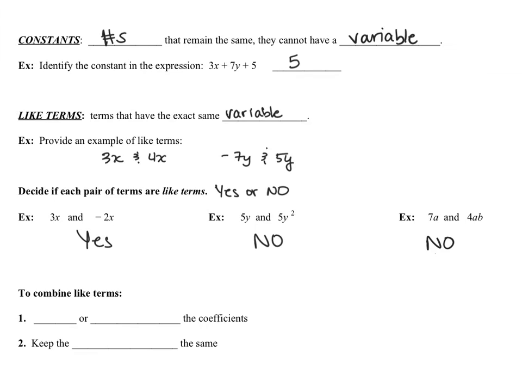So our first example would be yes, because they both have x. Our second example would be no, because one has y and the other one has y squared. And the third example would also be no, because one has a and the other one has ab.